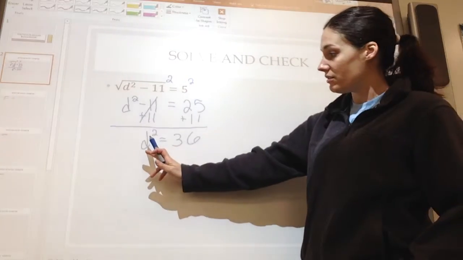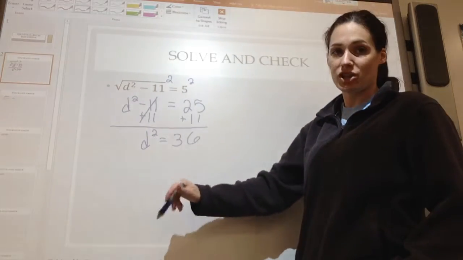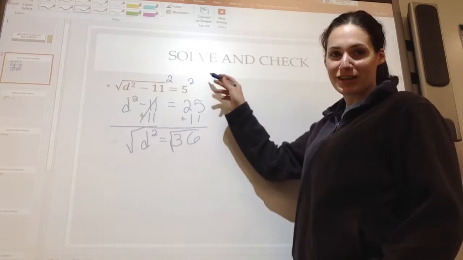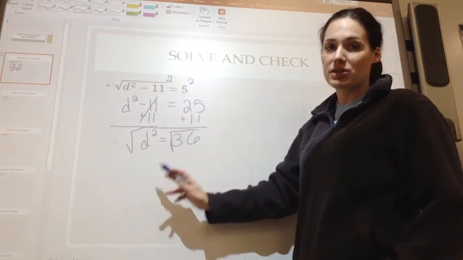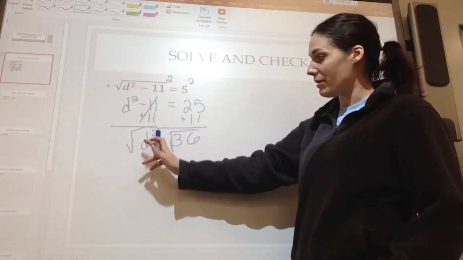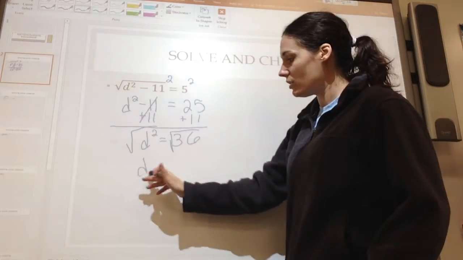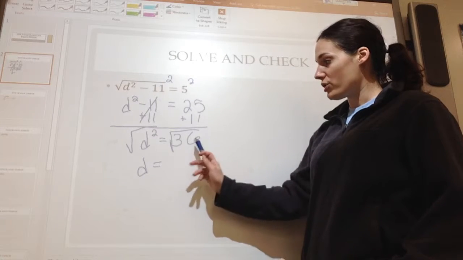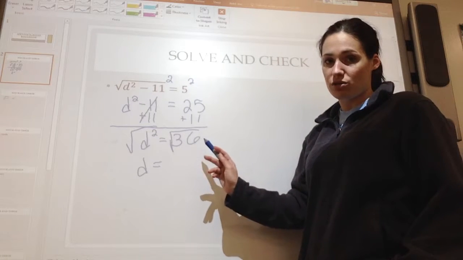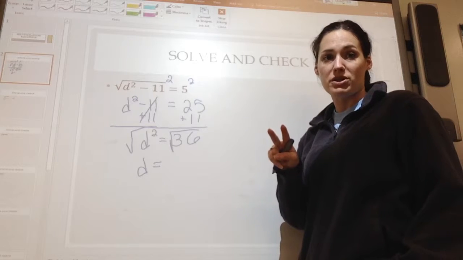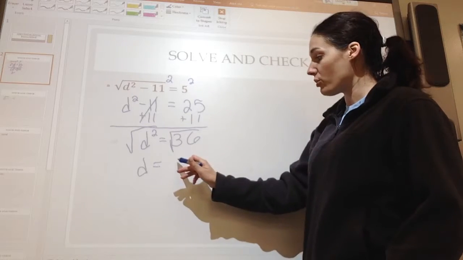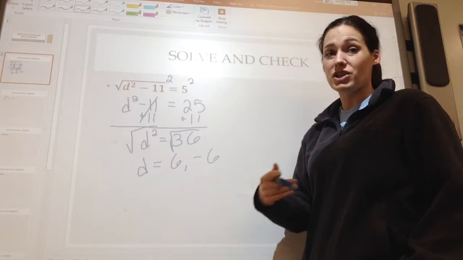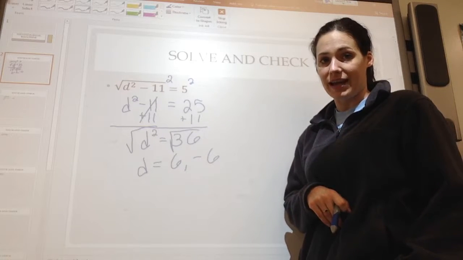To get d squared to be just d, you have to take the square root of both sides, which seems kind of weird because we just undid that up here, but this is a totally separate problem. So we've got to get d by itself, square root both sides. D equals, and now if you remember, lots of you had issues with this. When you take the square root of 36, you actually get 2 different answers, because there's 2 different numbers that multiply to give you 36. Both 6 and negative 6 multiply to give you 36. So we actually have 2 answers that we need to be looking at today.